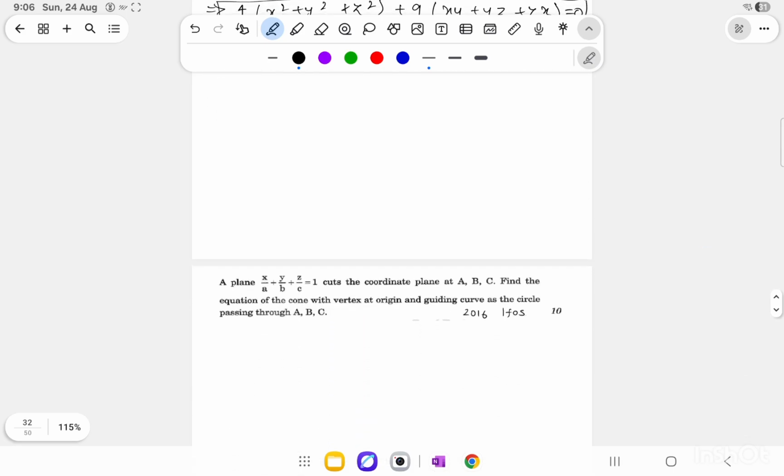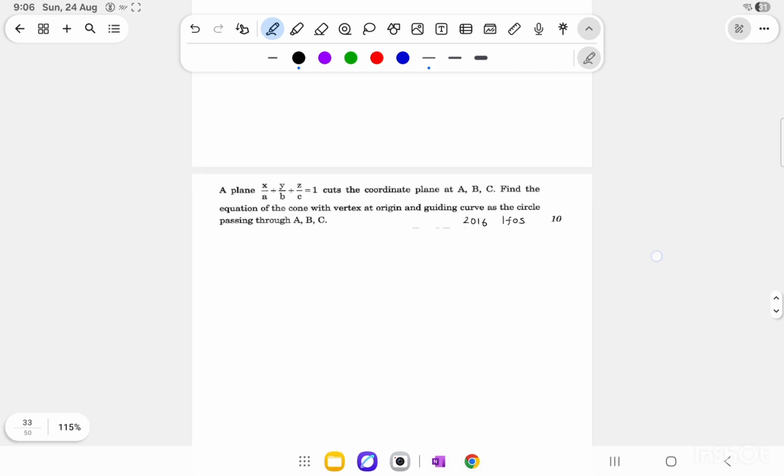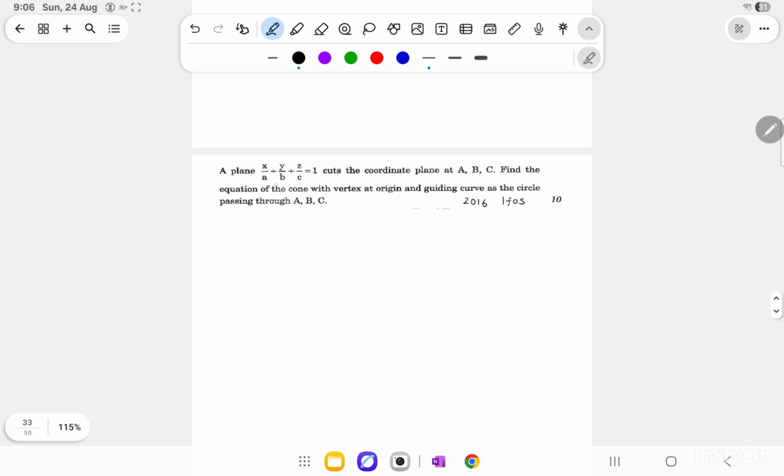The next question says that a plane x by a plus y by b plus z by c equals 1 cuts the coordinate axes at A, B and C. Since the equation of the plane is given, we can easily find the coordinates of A, B and C. It further says, find the equation of the cone with vertex at the origin and guiding curve as the circle passing through A, B, C. This is again a repeated question.